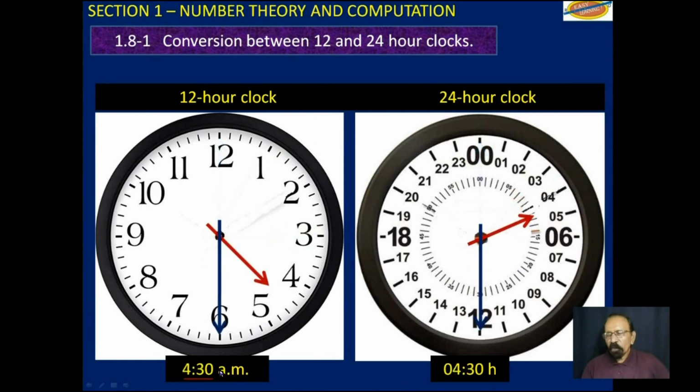4:30 a.m. on the 12-hour clock. This is like early morning, just before sunrise, a little before sunrise. On this clock on the right, it is written as 0430 or 0430 hour. So you can see that it is halfway between 4 and 5, and the minute hand is at 30.